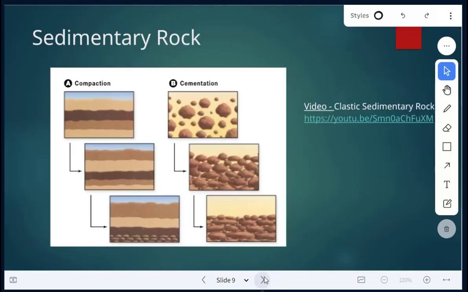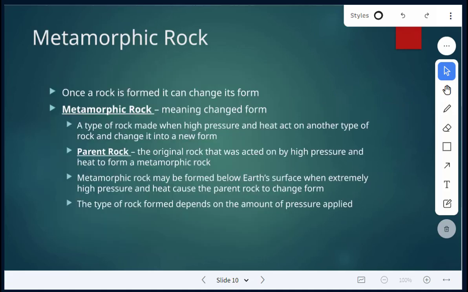All right, so this diagram is just showing compaction. That was by the weight of water and pressure, and then cementation was forming that natural cement-like substance. So here I have a video, so we'll pause here.